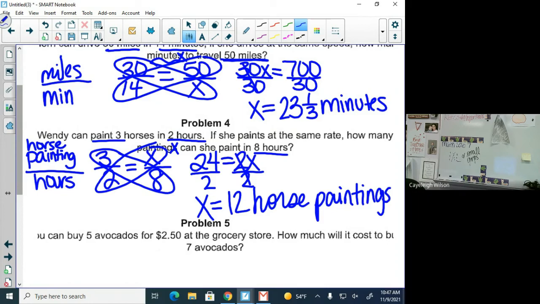Right, but that's why we have to make sure we're asking ourselves. I put horse paintings on top, hours on bottom. That's why. Did you write the label off to the side? Yeah. Okay. All right, do problem 5.